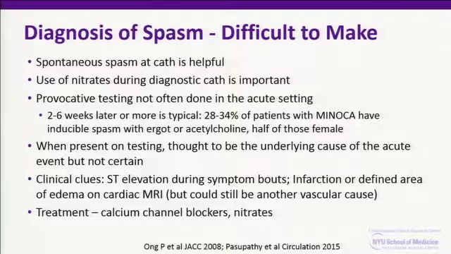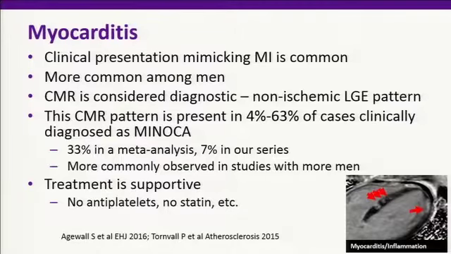Now, the treatment of spasm is calcium channel blockers and nitrates, and this is very different from the dual antiplatelet therapy and statin that we'd probably use if we know there's a ruptured plaque. So it would be nice to make this diagnosis, and we may be left wanting to give a lot of drugs because we're not sure.